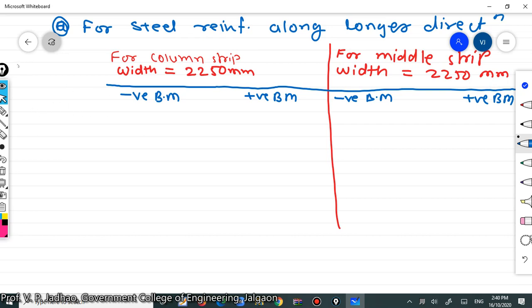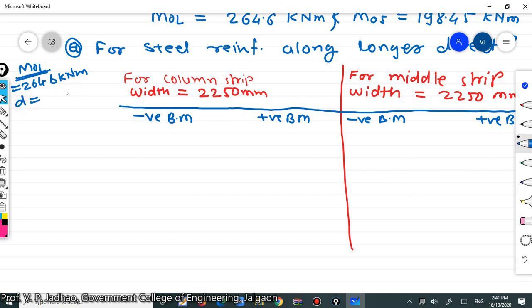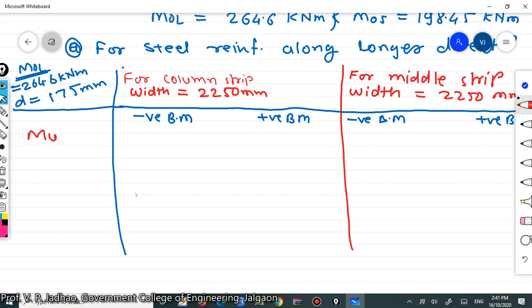Now we have to calculate this bending moment. For this case, along the longer direction, MOL, the bending moment along the longer direction, is equal to 264.6 kilonewton meter, and the effective depth, small d, is given as 175 mm. We have to find the bending moment in the column strip and middle strip, so let us consider the bending moment is shown by Mu.